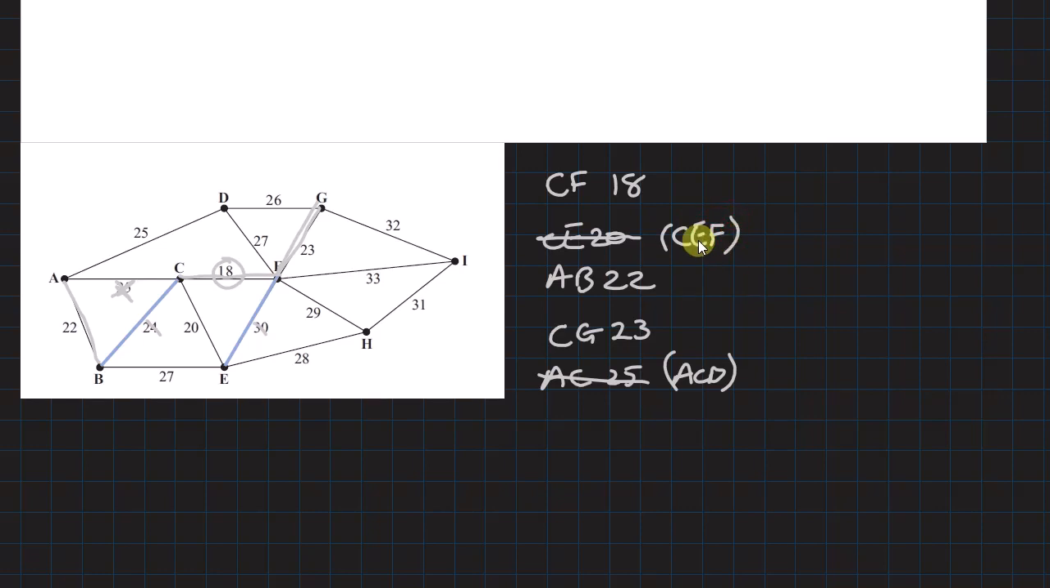Keep looking through. Next cheapest I can see is 25, which is at AD, and connect it in. Then I look at the 26. 26, not connecting anything new, and it's not connecting to broken networks, so we're not going to do the 26. DG for 26, no. And same reason, we're not going to do DF 27.